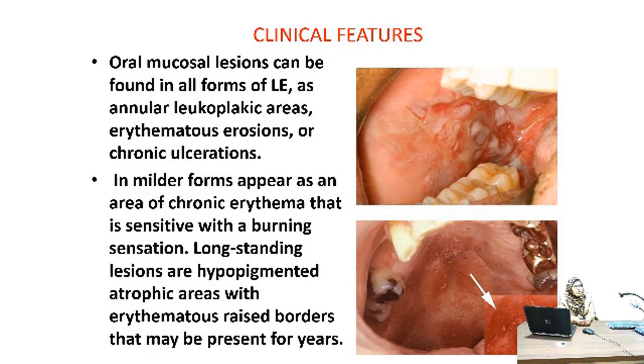Clinical features of the oral mucosa in lupus erythematosus appear as leukoplakia with erythematous erosion or chronic ulceration. The mild form appears as an area of chronic erythema that is sensitive and has a burning sensation. In long-standing lesions there will be hypopigmentation and atrophic area with raised border, or it may be present for years.